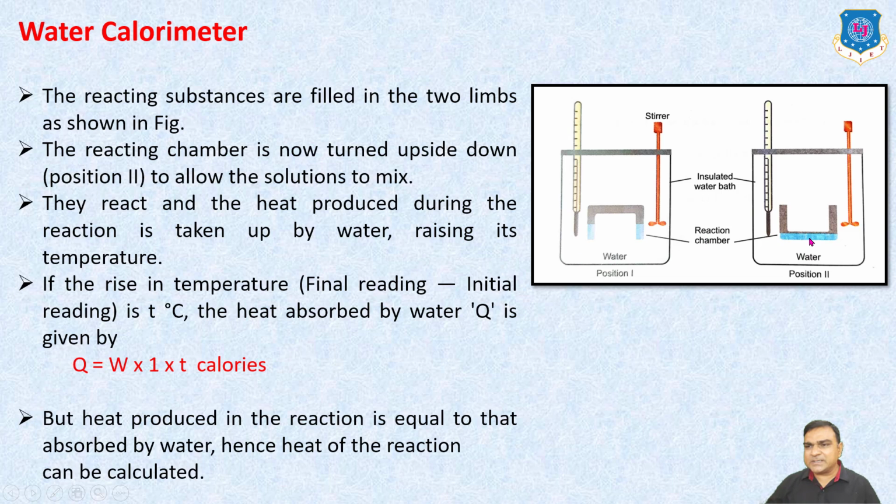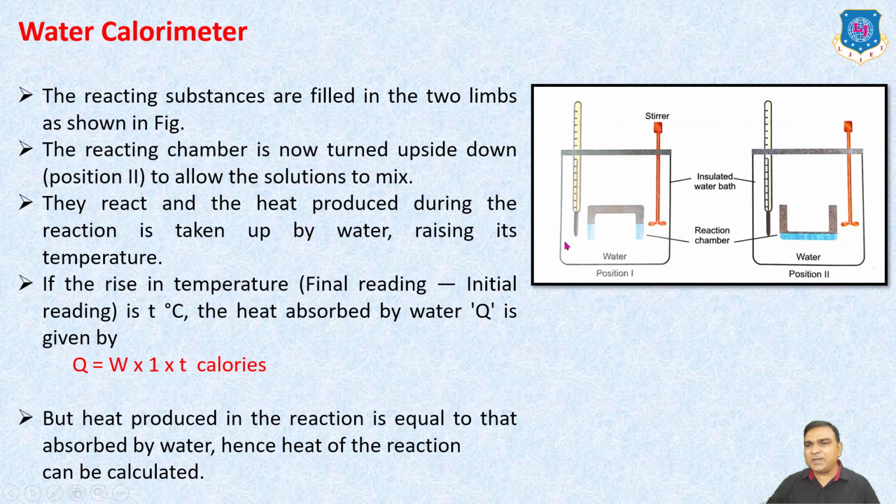So whatever the process is, it develops heat, okay, and that heat is absorbed by the water and the temperature of the water is increased. If the rise in temperature, the final reading minus the initial reading, is T degree centigrade, the heat absorbed by the water Q is given by Q = W x 1 x T calories. Okay, but heat produced in the reaction is equal to heat absorbed by the water. Hence, the heat of the reaction can be calculated.